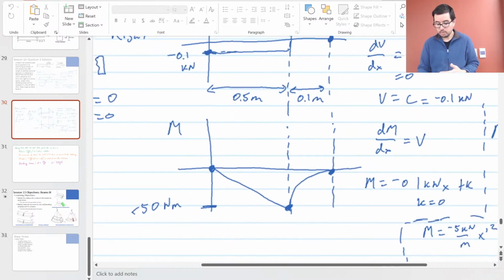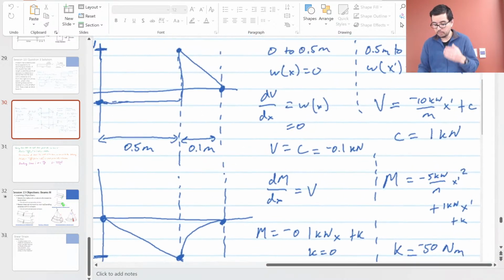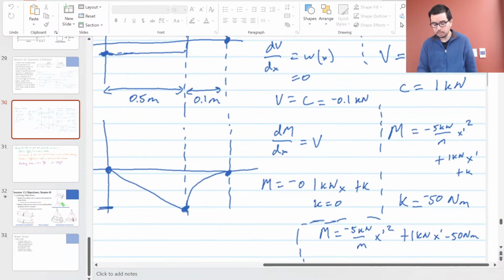What do we do for the moment? Well, we can integrate up as well. Okay, so we can say, all right, we've calculated out what the internal shear forces look like. Now we have to figure out what's going on with the moment, and we can integrate these to find this curve.